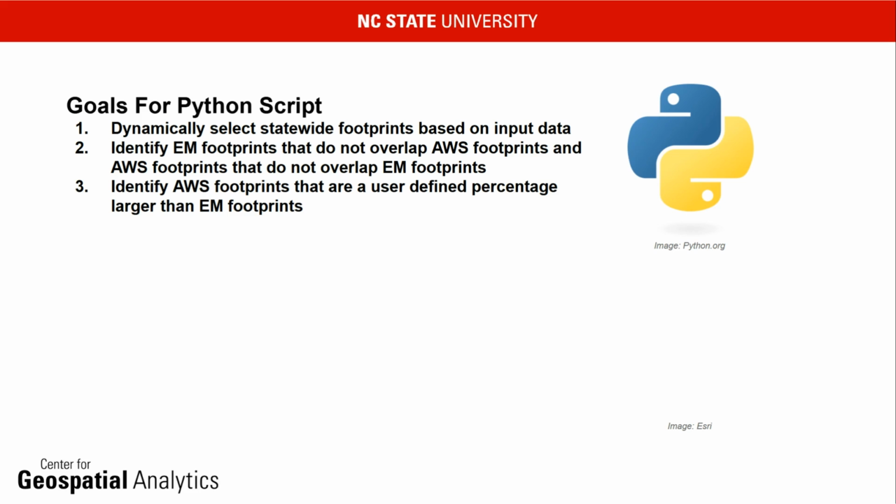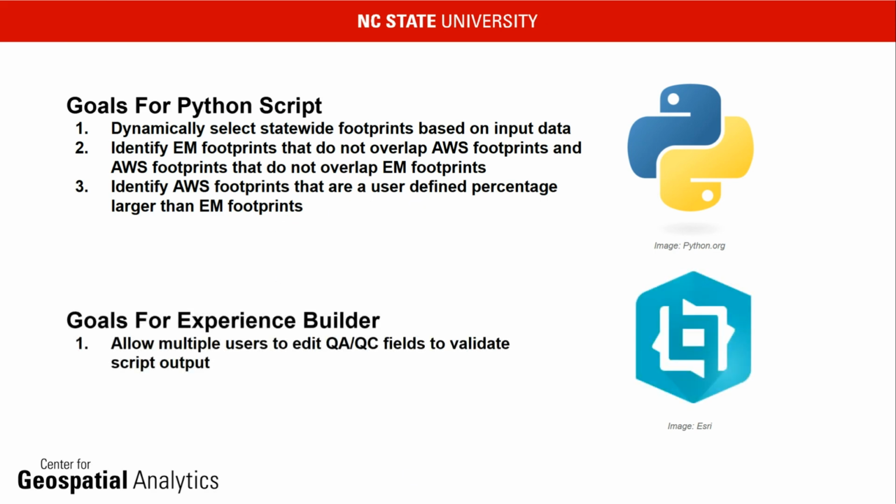First, a Python script to dynamically select the statewide footprints based on input data, and identify Emergency Management footprints that do not overlap with AWS footprints and AWS footprints that do not overlap with EM footprints. Then we identify AWS footprints that are a user-defined percentage larger than EM footprints. With that result, we put it in an Experience Builder app where multiple users will be able to QA and QC the results.